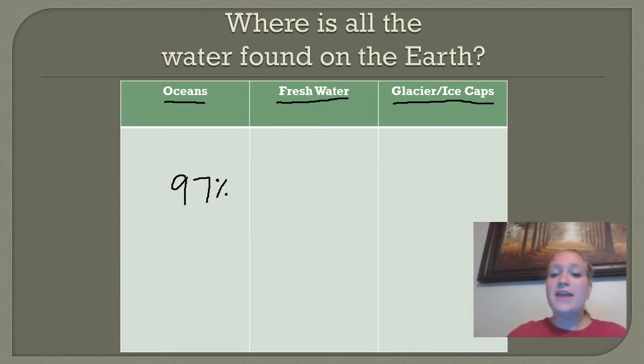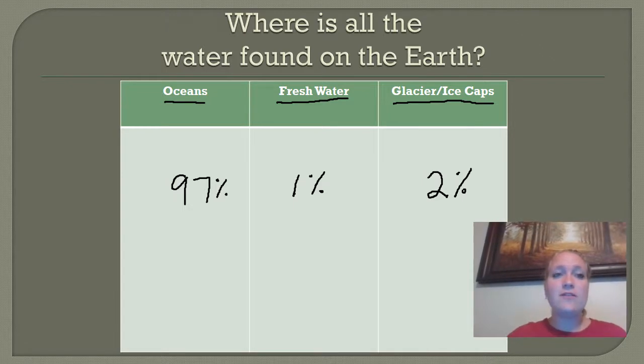So glaciers is actually the next biggest. And glaciers, it covers 2%. And then fresh water, the water that we use to drink, is only the remaining 1%.